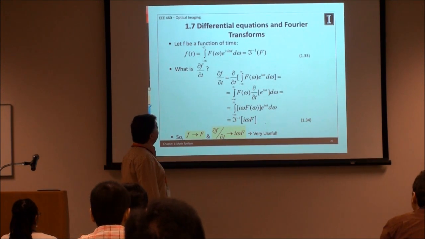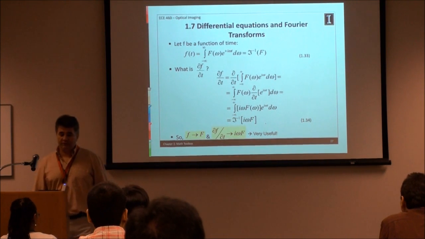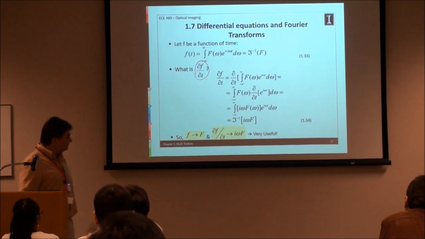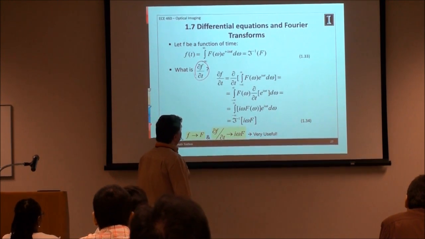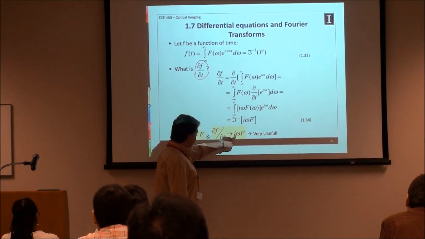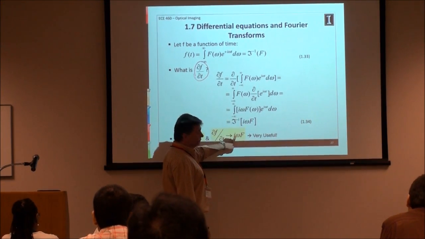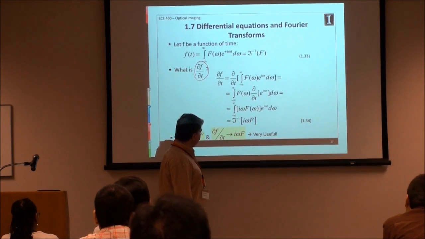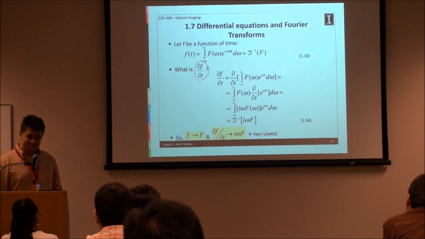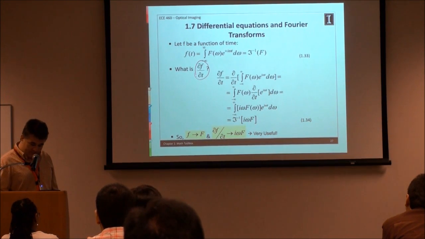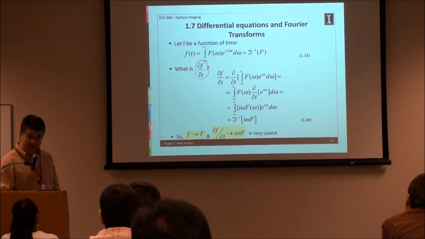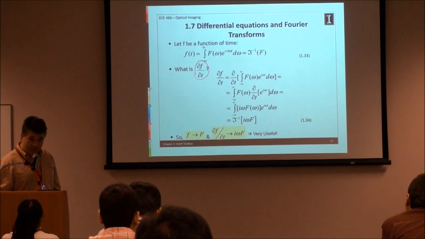What happens if I take the Fourier transform of a derivative of a function? Well, you can show that the Fourier transform of a derivative is i omega times the Fourier transform of the function. Okay, let me say that one more time. If the Fourier transform of f is capital F, the Fourier transform of df/dt is i times omega times F.